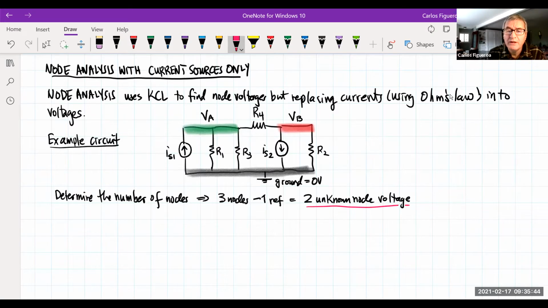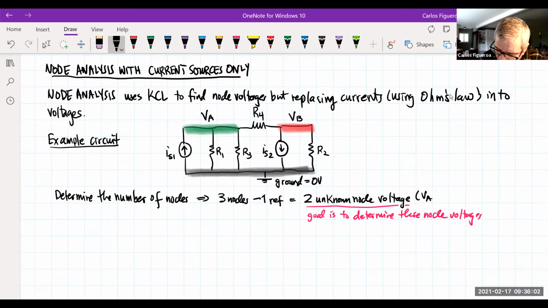So my goal is to solve, right? So our goal is to determine these node voltages. And what are these node voltages? According to what we said here, they're VA and VB. So the only way I can do that is that I have to have 2 equations. So how do I get these equations?